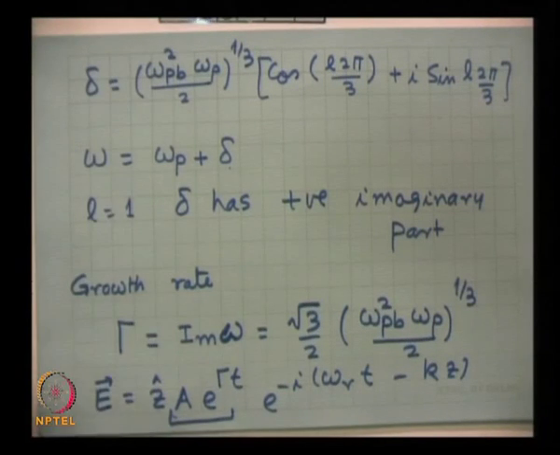So, we have seen that if the beam velocity is very close to the phase velocity of the plasma wave, in that case the beam can give energy to the wave. Further implications of this we will discuss in our next lecture.